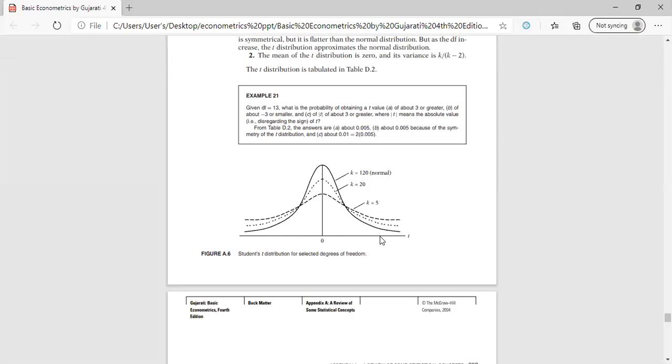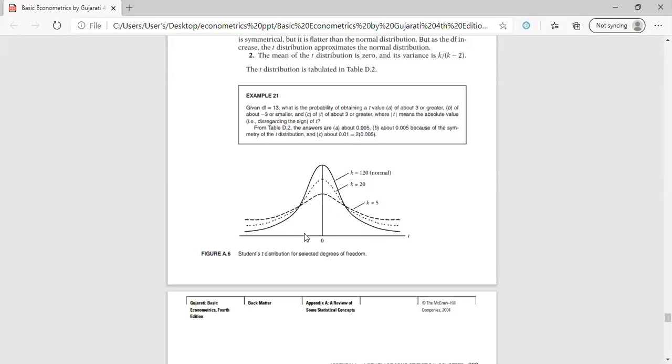So from 0 to the right, what is the area under the density function? 0.5. And 0 to the left? 0.5. It's perfectly symmetric, only that its variance is not 1. Remember, for a standardized normal variable, what is the variance? 1. For T, variance is more than 1.